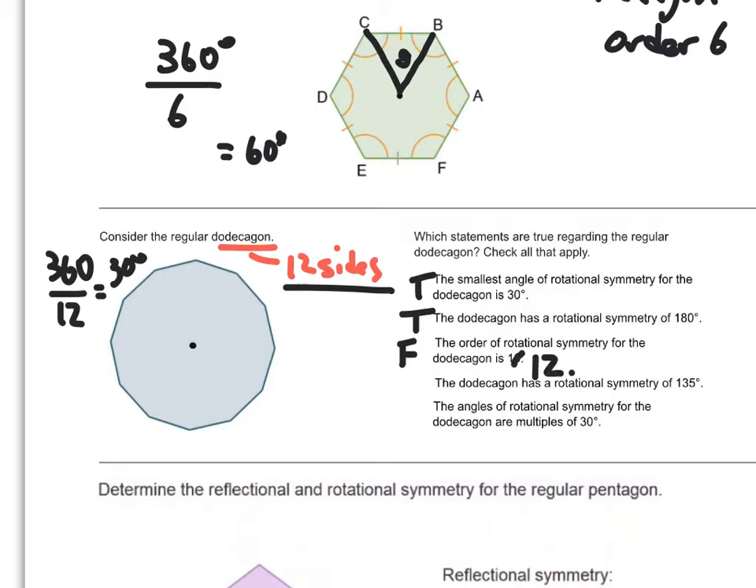The dodecagon has rotational symmetry of 135 degrees. Well, 135 is not a multiple of 30, so this is going to be false. The angles of rotational symmetry for the dodecagon are multiples of 30, and that would be true. And that's how I'd want to go through that.